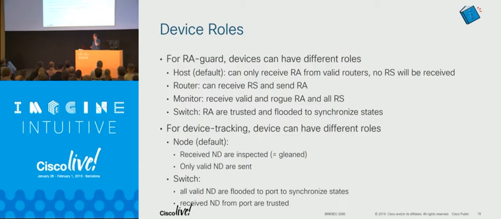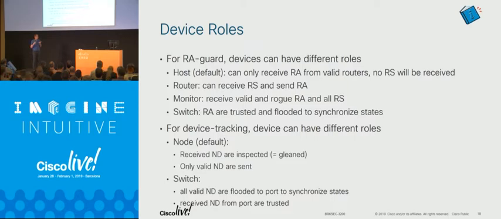Another one is for device tracking. This is about inspecting no more the router advertisement or the router solicitation. It's more about NS, neighbor solicitation, neighbor discovery, and neighbor advertisement. So basically, this is the equivalent of ARP. That's when each and every node tries to understand which is the MAC address of another node. In this case, we have basically 2 roles only. Node, which is by default, forcing all the neighbor discovery messages, mainly neighbor advertisement, to be inspected.